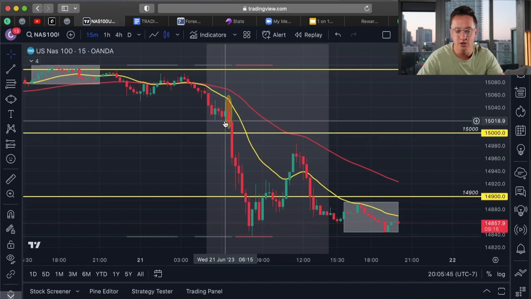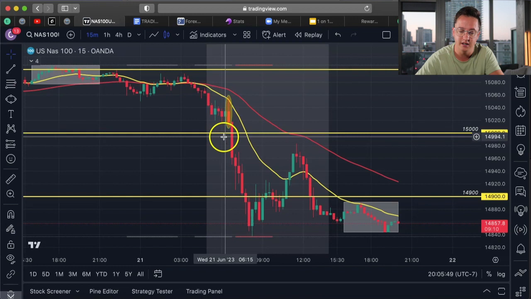So what I like to do is I'm very patient. If I did not see a setup, if I would have traded today, which I kind of wish I did, but I don't trade Wednesdays.